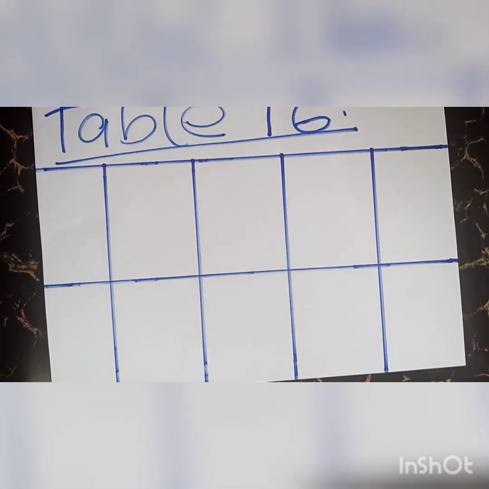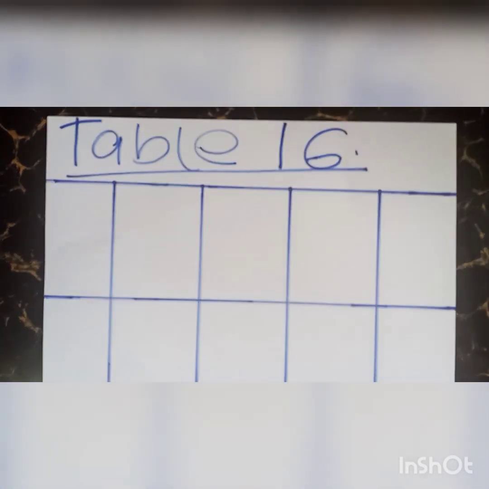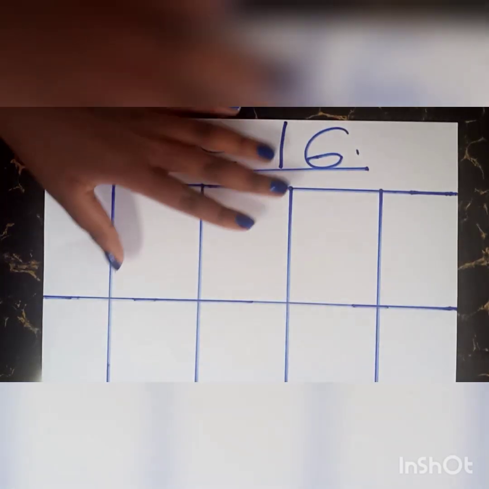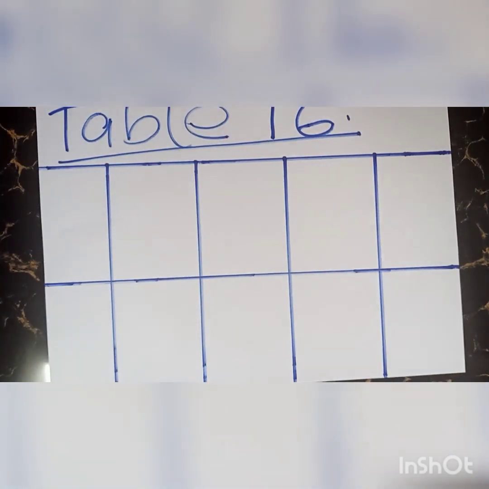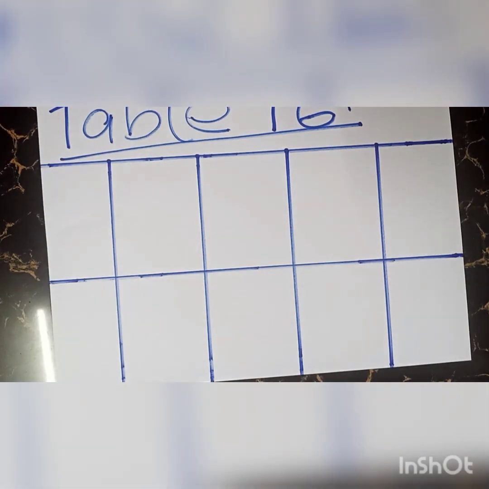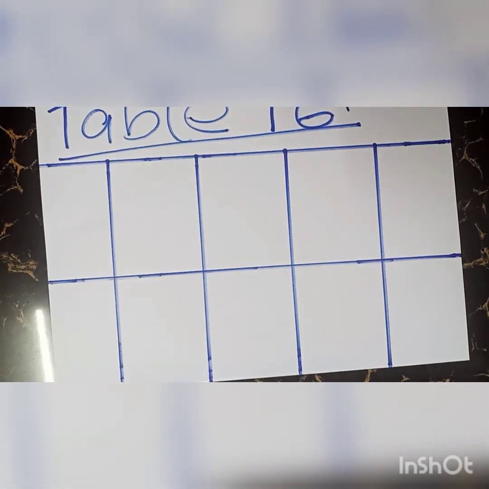Table 16 is very similar to what we did in table 8. In fact, table 16 is like writing table 8 up to 8 times 20. So let me show you how. For table 16, just like we did for tables 2 and 8, we'll draw a table that has 5 columns and 2 rows, just like this. But here we'll draw 2 tables instead of 1. Let's start by dealing with the first table.